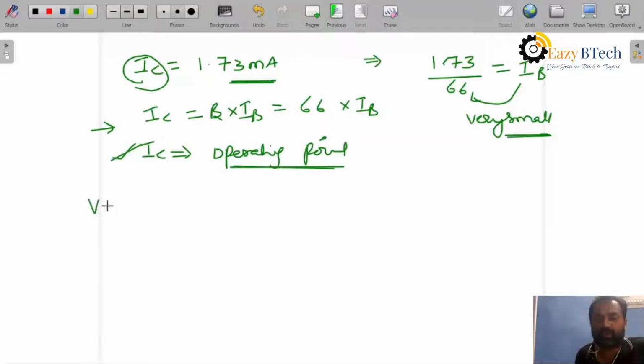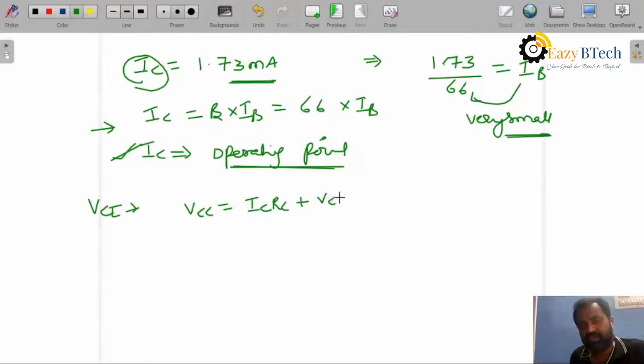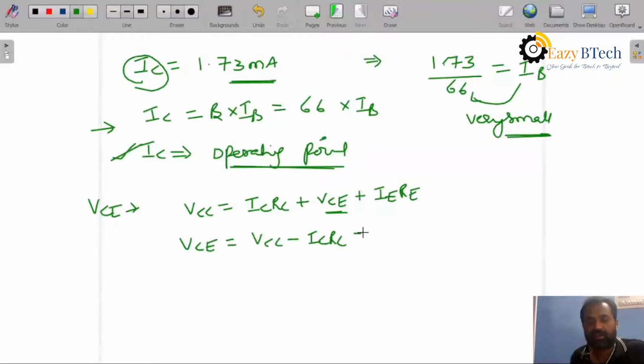Now we have to find the output voltage. VCE should be obtained. To get the VCE, what is the logic? That is VCC is equal to ICRC plus VCE plus IERE. By substituting all the values, you will get the value of VCE. VCE is equal to VCC minus ICRC minus IERE, by substituting all the values, IB plus IC values in this. Okay, we will get the value of VCE.